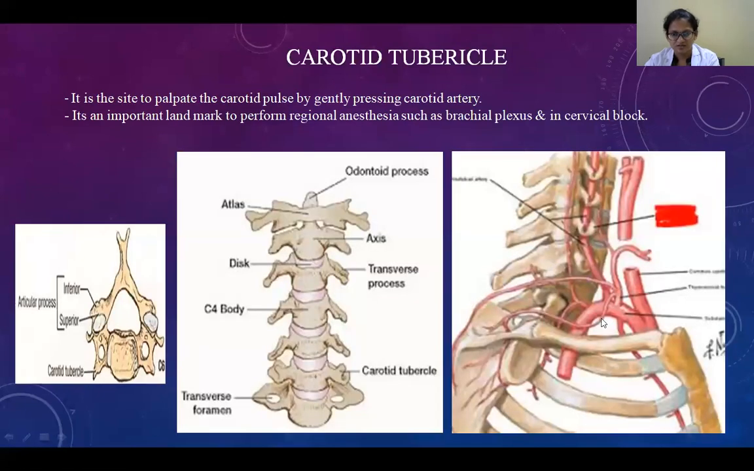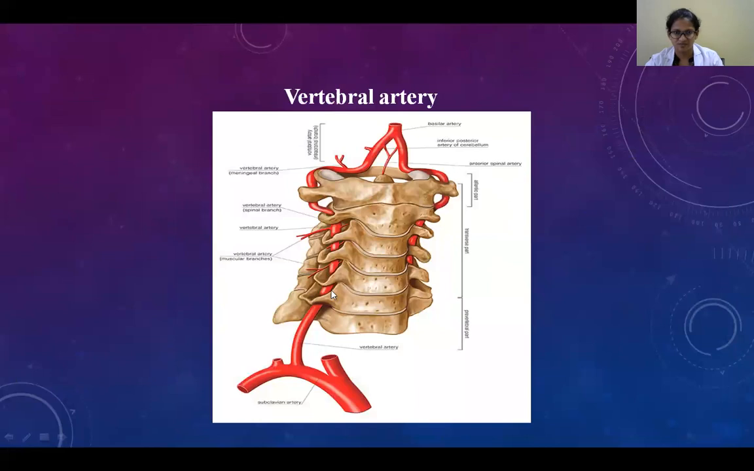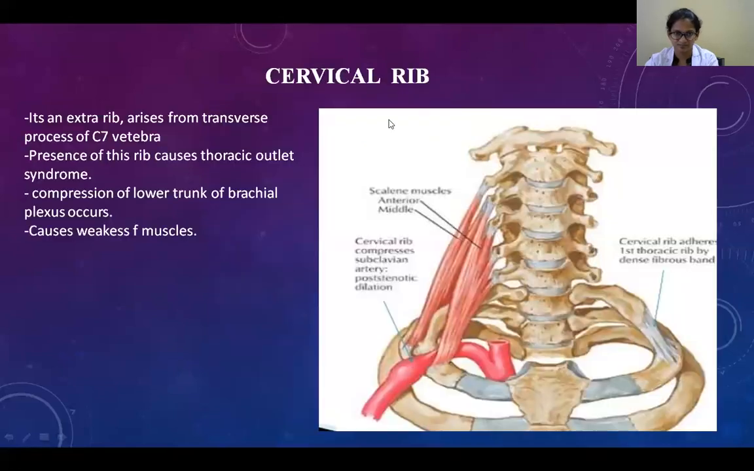This is the subclavian artery. The vertebral artery is a branch of the subclavian artery which passes through the foramen transversarium. This is the course of the vertebral artery, which proceeds from C6 to C1, and then both vertebral arteries fuse together and form the basilar artery.